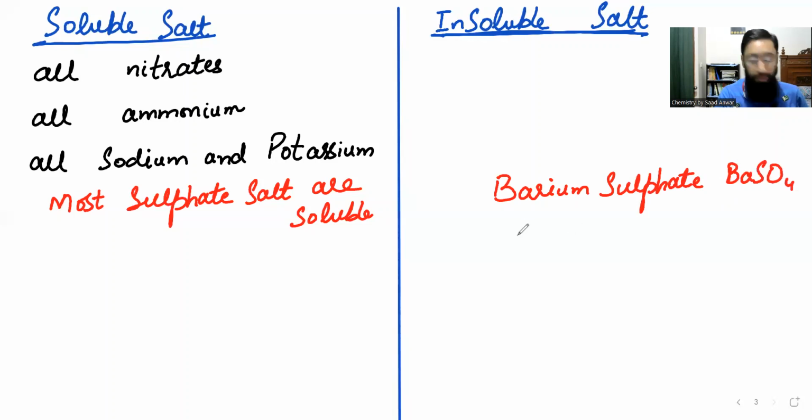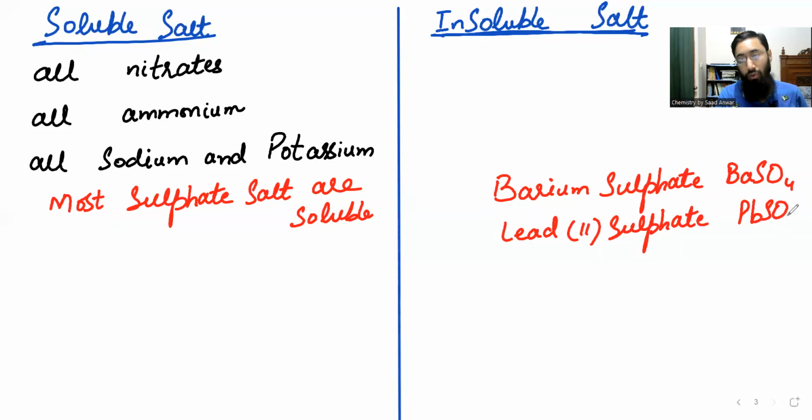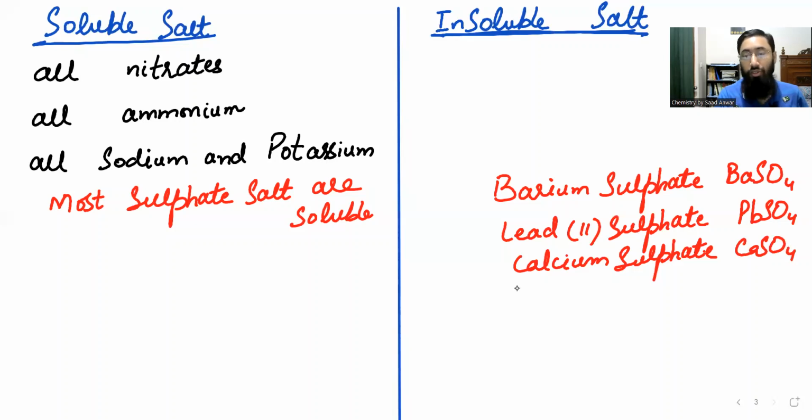Then lead sulfate, PbSO4. This is insoluble. Then calcium sulfate. This is insoluble. These three salts, barium sulfate, lead sulfate, and calcium sulfate, are sulfate salts, but they are insoluble in water. And all other sulfate salts are soluble.